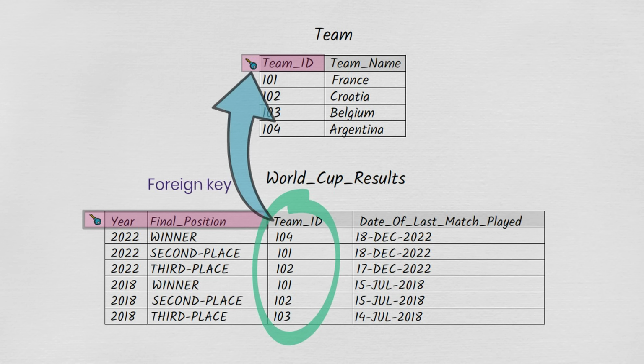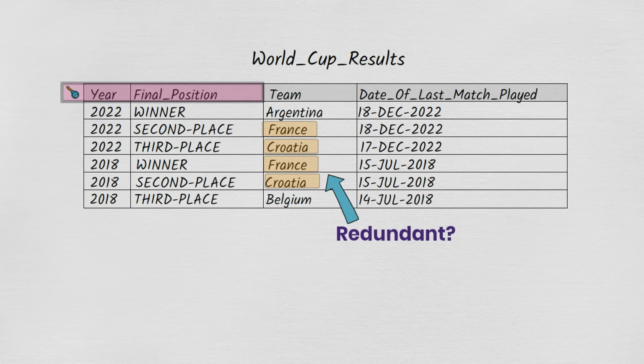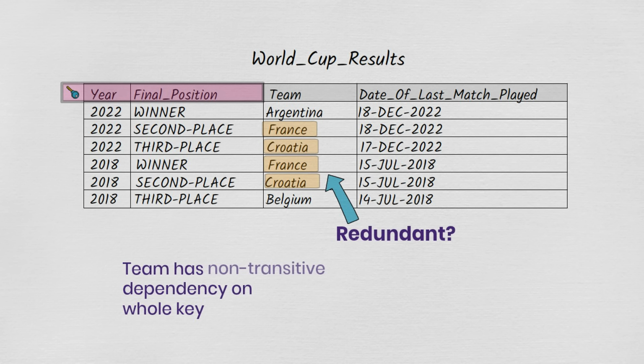Great. Now the only thing left is to figure out which normal form is being violated. Second normal form? Isn't that the one about not being allowed to have a dependency on part of the key? Let's see. The key is the combination of year and final position, and team depends on the whole key, so the table is in second normal form. All right, what about third normal form? That has to do with transitive dependencies, doesn't it? Does team have a transitive dependency on the key? It doesn't seem to. So there's no problem? But how can that be? If there's no problem, why did it seem like the design had to be split into two tables?